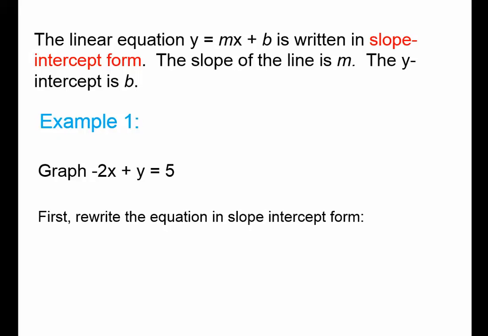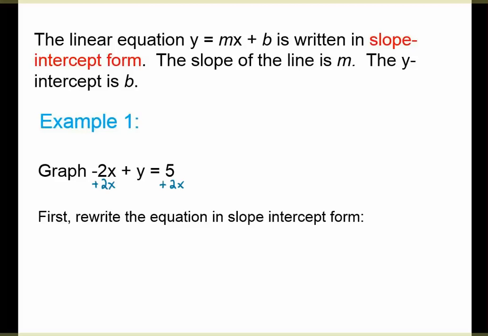Okay, hopefully you're done. First, like I said, you needed to rewrite the equation in slope-intercept form. So let's see what that's going to look like. What I would do is, after I've copied down -2x plus y equals 5, you need to add 2x to both sides. If you did not do this, you're probably going to be wrong.